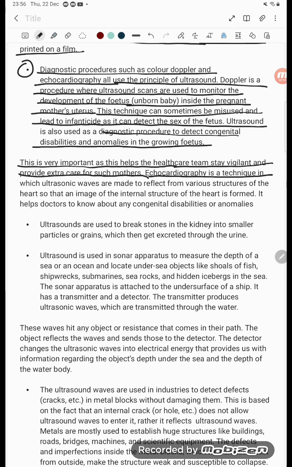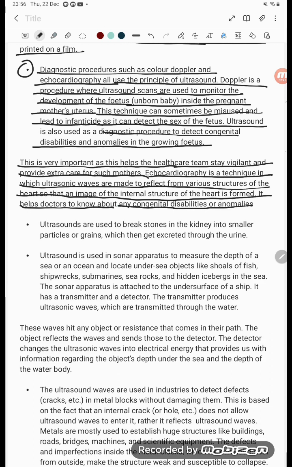Echocardiography is the technique in which ultrasonic waves are made to reflect from the various structures of the heart so that an image of the internal structures of the heart is formed. It helps doctors to know about any congenital disabilities or abnormalities. Ultrasounds are also used to break stones in the kidney into smaller particles like grains, which then get excreted through the urine.